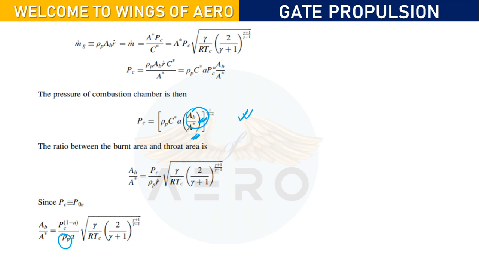PC power 1 minus n. 1 by 1 minus n. See, you have to remember these formulas because you can expect a problem based on these formulas.